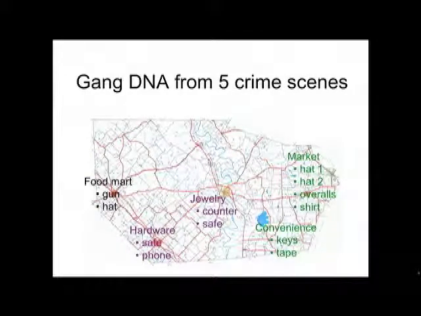So I'd like to give an example from a gang case that I testified in earlier this year in Kern County, California. In this crime, there was a gang, and they were moving throughout Kern County, committing crimes and leaving DNA at some of them. And there was evidence from at least 5 different crime scenes: a food mart, hardware store, jewelry store, convenience store, food market.